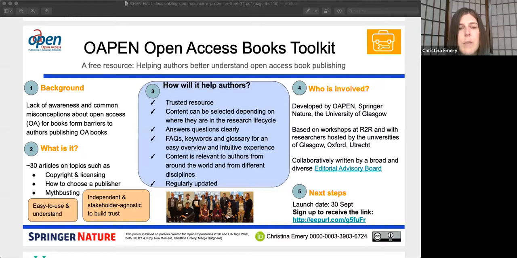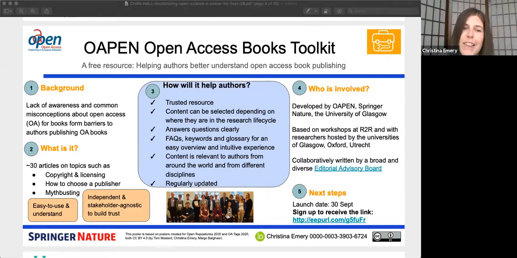The team at Research Consulting then helped us shape a proposal for the toolkit, which was then collaboratively written by the editorial advisory board. The end result is a series of around 30 short articles which touch on different topics, including FAQ, myth-busting, and a glossary. Users can browse the toolkit or select articles relevant to the phase of the research lifecycle they're currently in.